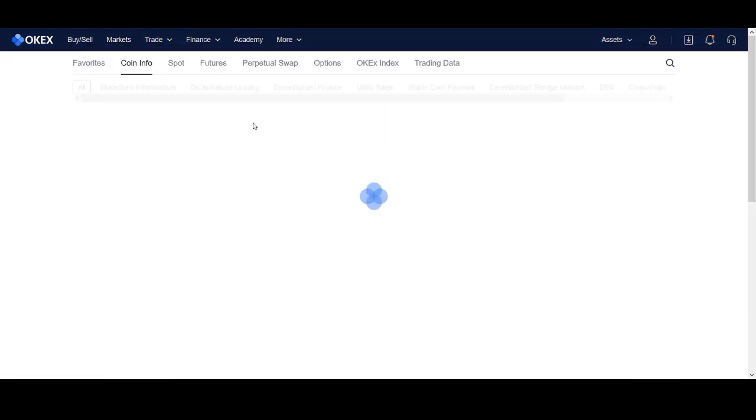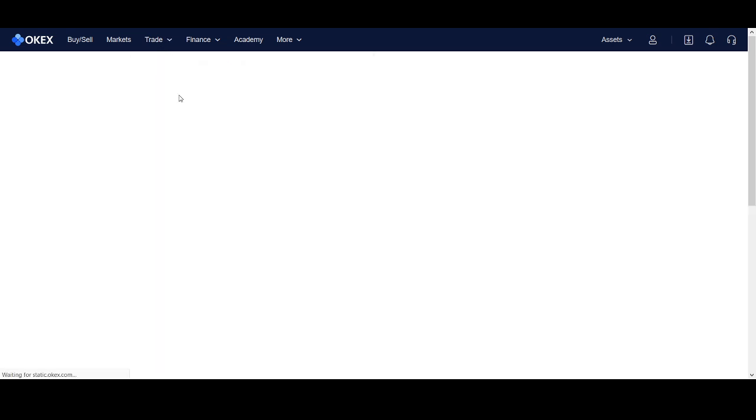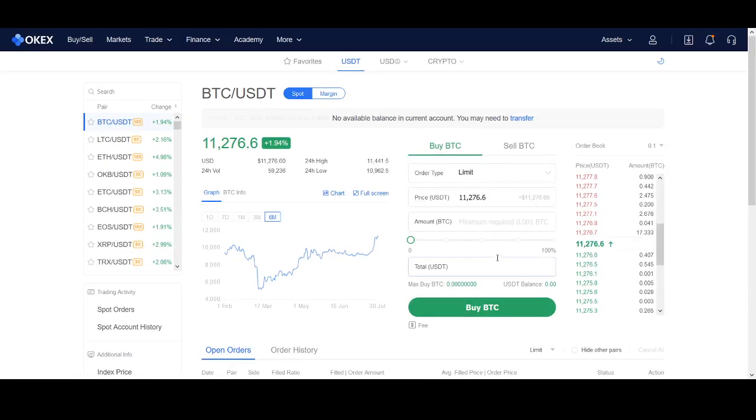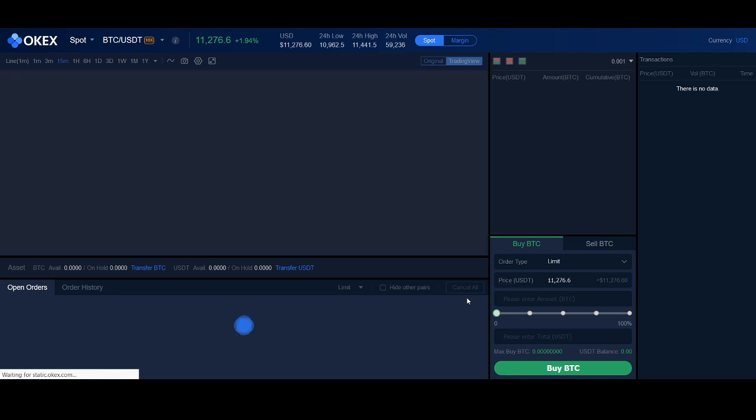This is the markets page, a very easy platform. You can see spot, futures, and perpetual swap. All the options are available. So spot trading, if you want to just buy and sell, this is the interface. This is the interface I don't particularly use. If you're just buying and hodling, you can use it. The one that I use is advanced. If you go to advanced, this is the interface. It's a very simple, very good interface.